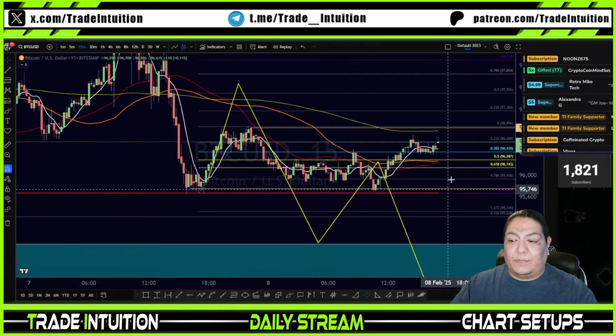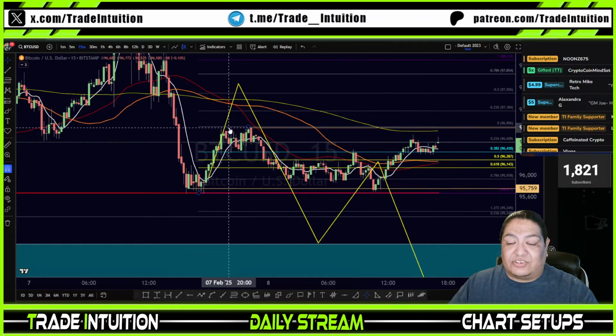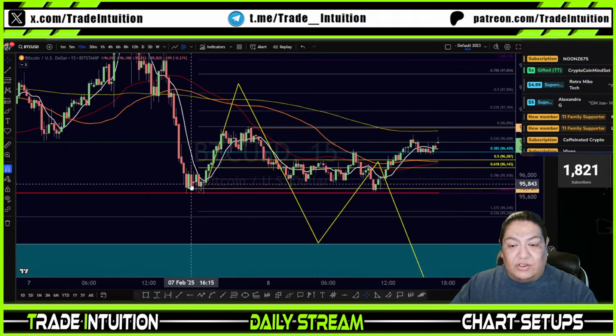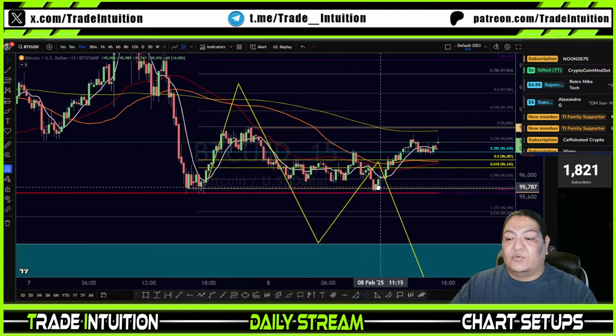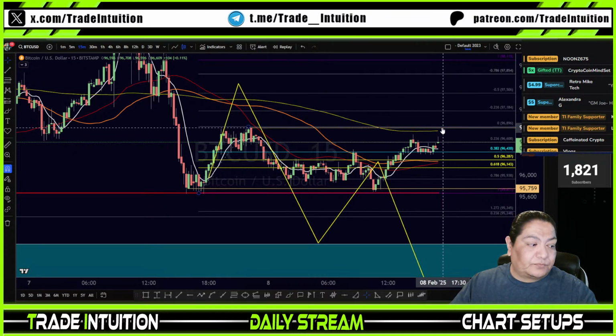If it comes up here, because what it's doing is in a range. Hopefully y'all can see that. We have a low, we have a high, we have a low, possibly a high.